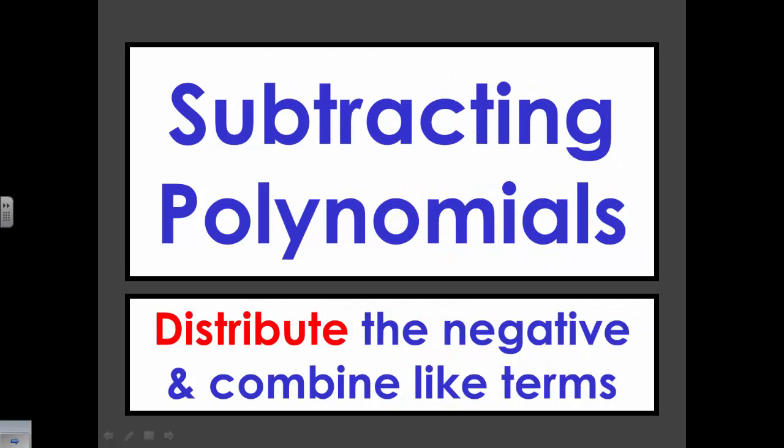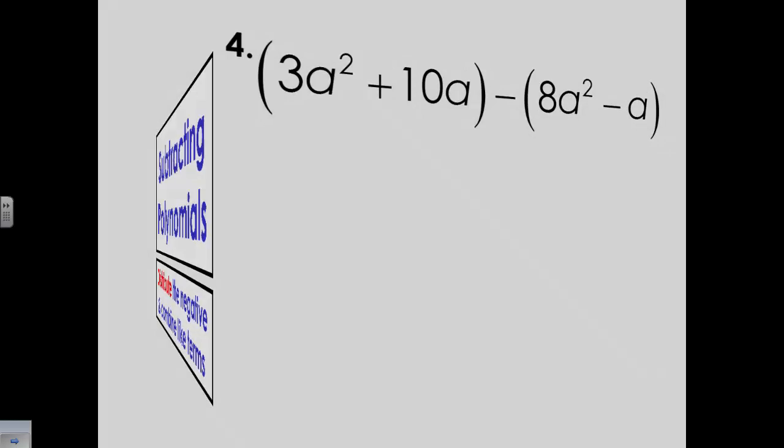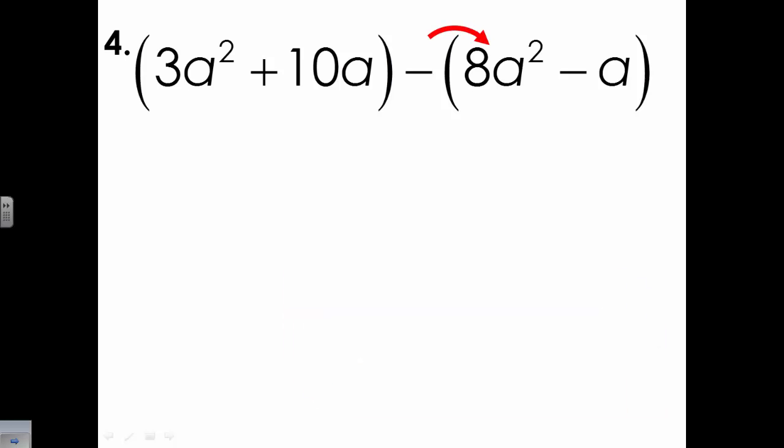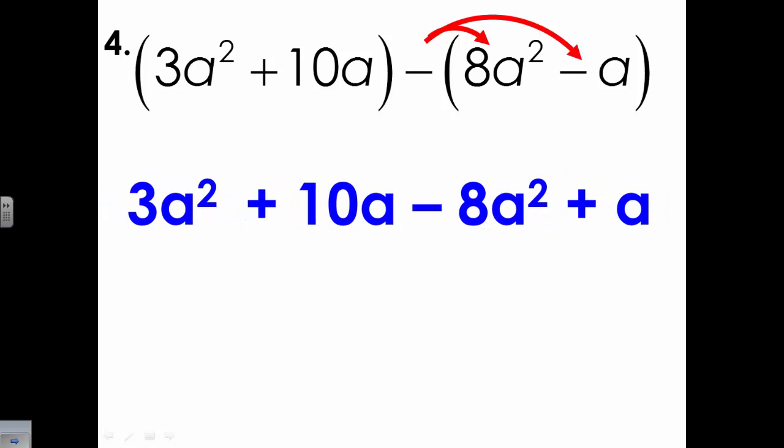Next step is subtracting polynomials. It's very important that you distribute your negative sign to the second polynomial. Pause the video to copy this example down. So on this problem, what we're going to do is distribute that negative to the 8a squared and distribute it to the negative a. Drop the parentheses, and this is what we have.